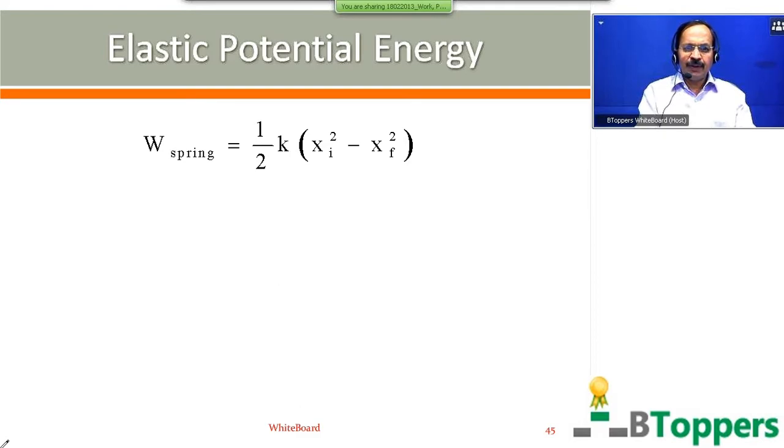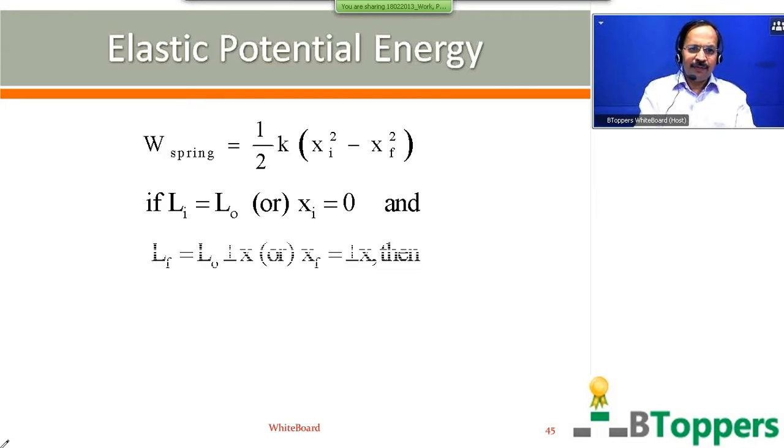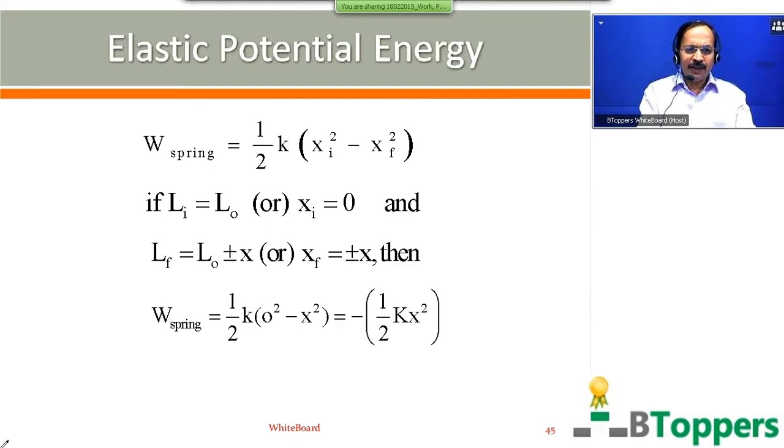So the work done by the elastic force exerted by the spring when the length of the spring changes from Li equal to L naught plus xi to L naught plus xf is given by half k into xi square minus xf square. If Li equal to L naught, or xi is 0, and Lf equal to L naught plus or minus x, or xf equal to plus or minus x, then the work done by the elastic force by the spring is equal to half k into 0 square minus x square, or minus half k x square. Of course, we take xi equal to 0 when the spring has natural length at the initial moment.